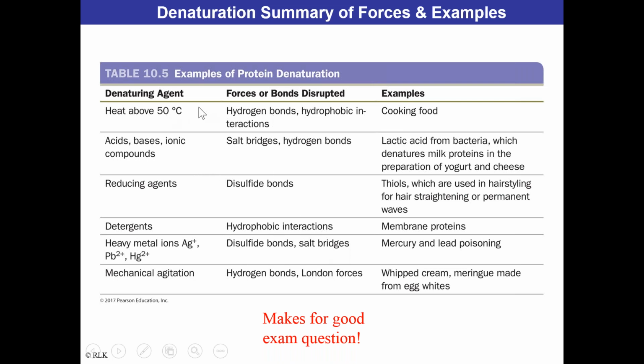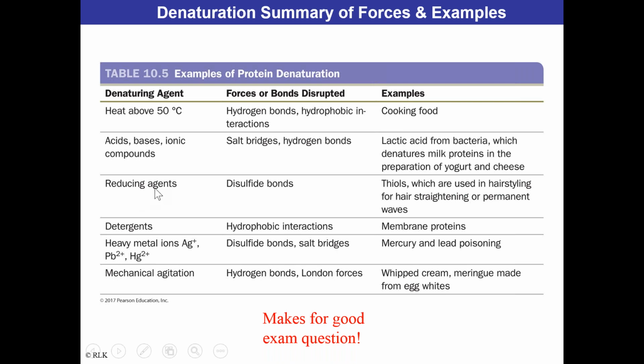Another example here, here's a summary, forces and examples of each one. Here you have heating. Of course, everybody knows and is familiar with heating because food is often cooked, okay? Hydrogen bonds are broken, hydrophobic interactions. Those are the kinds of forces that are being acted upon. Acids, bases, ionic compounds, as soon as you start adding additional agents that are a little bit more involved, then you're going to have a greater ability of interrupting some different types of forces.